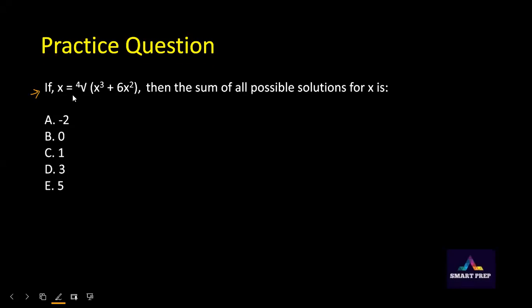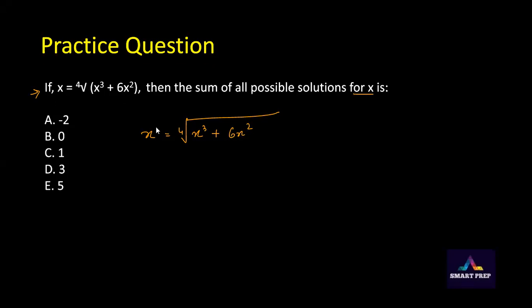The question is, if x is equal to the fourth root of x cube plus 6x square, then the sum of all possible solutions for x is, right? Let's understand this equation. So it is x is equal to the fourth root of x cube plus 6x square, right?